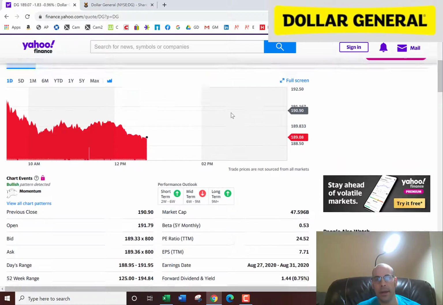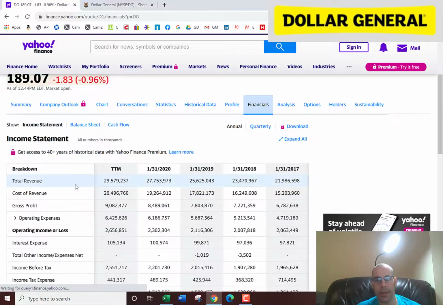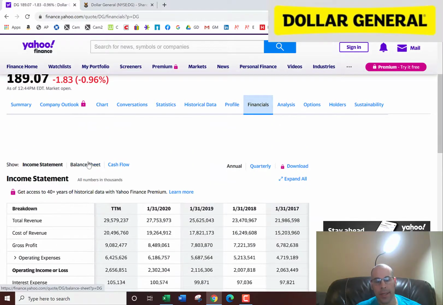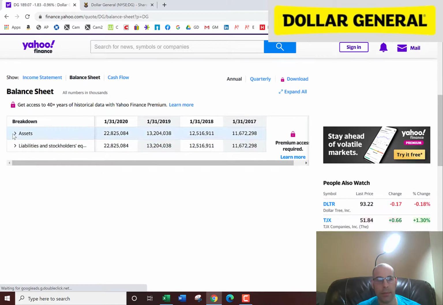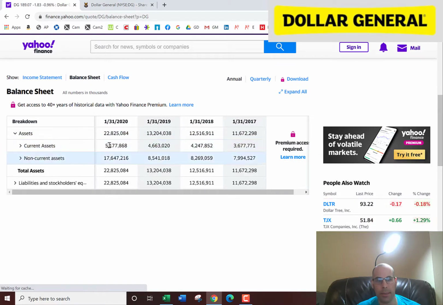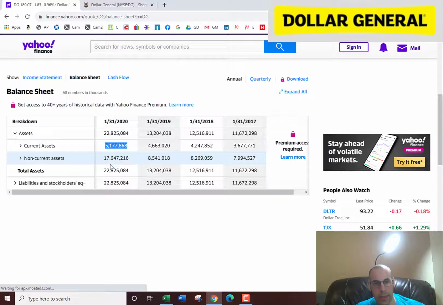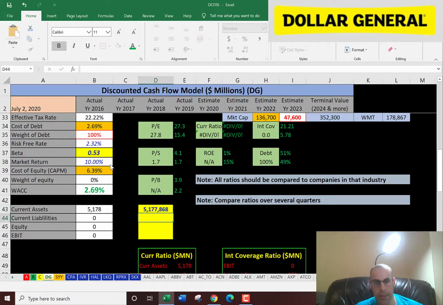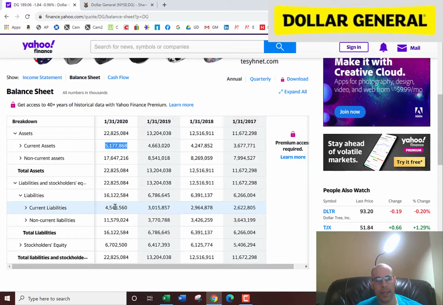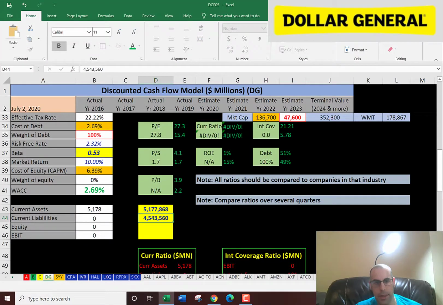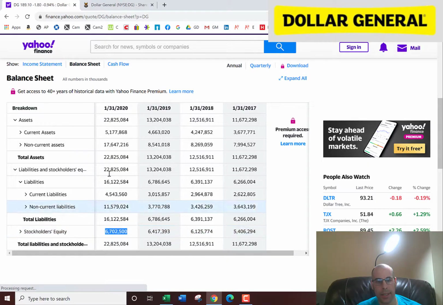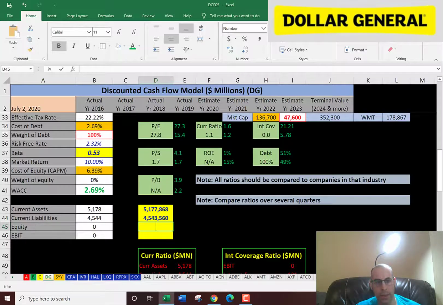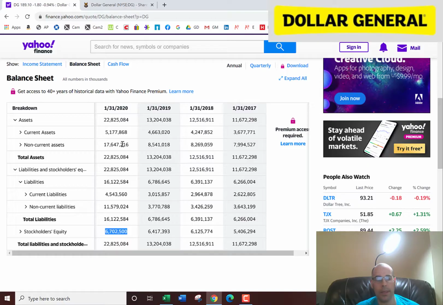Let's get their current assets, and that's on their balance sheet. And current assets mainly consist of cash, accounts receivables, and inventory. And this is what companies use to run their day-to-day operations. So current assets are $5.2 billion. Let's get their current liabilities. These are debts and payables which are due within 12 months. That's $4.5 billion. And their equity, which is also on the balance sheet, that's $6.7 billion. And equity is total assets minus total liabilities.